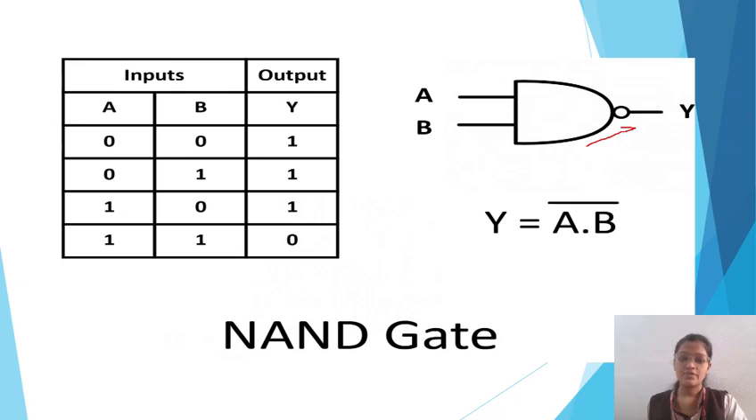It means (0 dot 0) whole complement is equal to 1. Here the input is taken as 0 and 1. It means 0 dot 1 equals 0, and 0 complement becomes 1. Here the input is taken as 1 comma 0. 1 dot 0 becomes 0, and 0 complement becomes 1. Here the inputs are taken as 1 and 1. 1 dot 1 becomes 1, and 1 complement becomes 0.